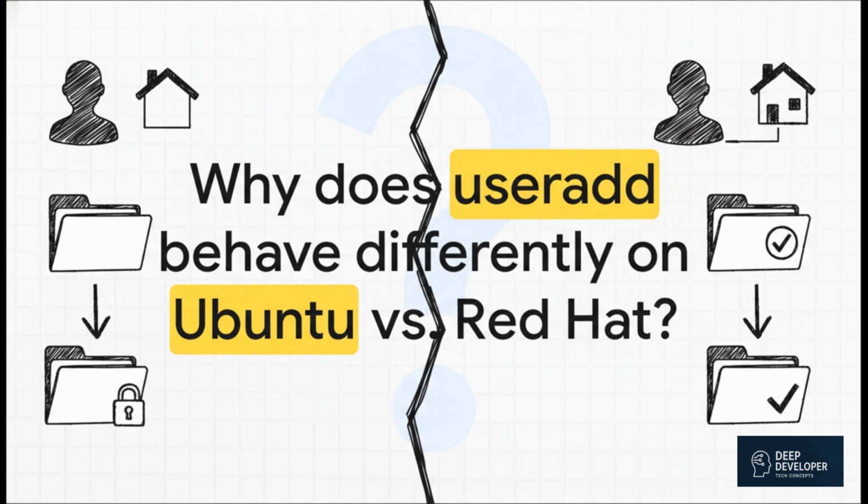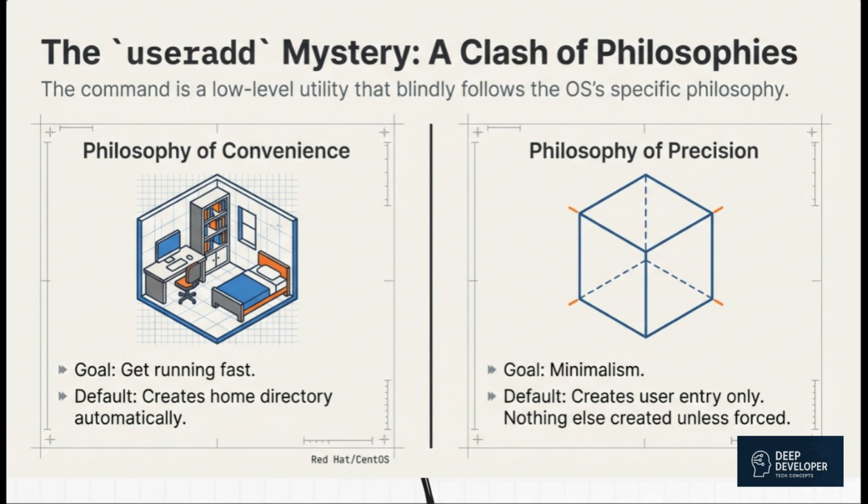And believe it or not, this tiny little difference actually reveals a huge split in how these major Linux distros think about things. It all boils down to philosophy, really. Think of Red Hat and its family like a helpful assistant. It's all about convenience. It assumes, hey, you're making a user, you probably want them to have a home directory and get running fast, so it just does it for you. But Ubuntu and Debian, they're more like a strict teacher. They prioritize precision. They won't do anything you don't explicitly ask for. They force you, the admin, to be super intentional with every single command. Now, one isn't better than the other. They're just different ways of looking at the world.